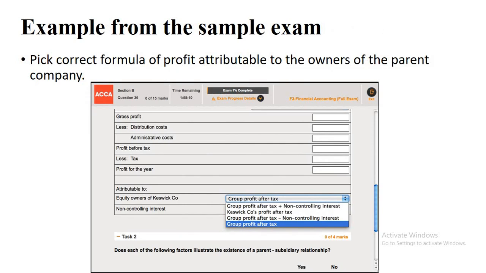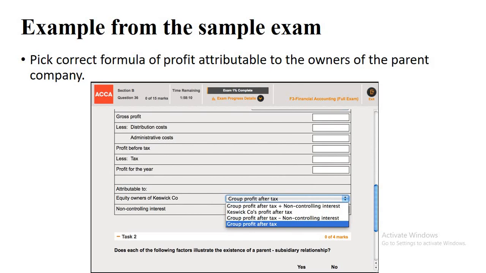The requirement is to pick the correct formula of profit attributable to the owners of the parent company. Here you have the choices to pick from. You have to pick one of them. This is not dependent on any of the other entry responses included in the consolidated financial statements. So you should attempt this question.